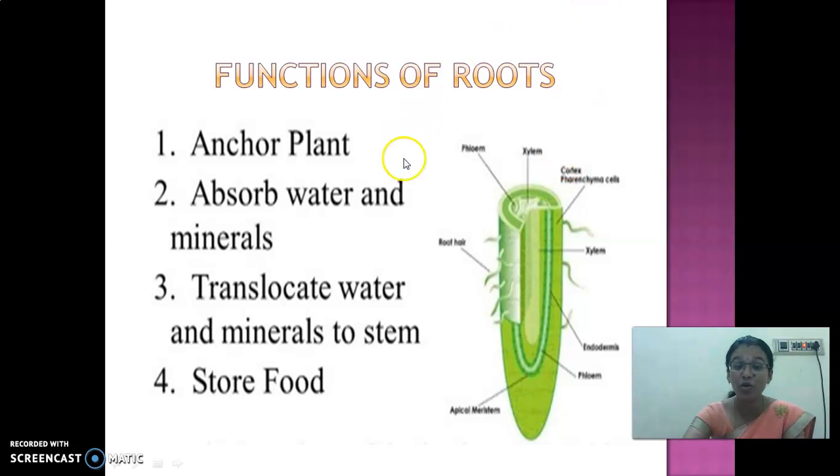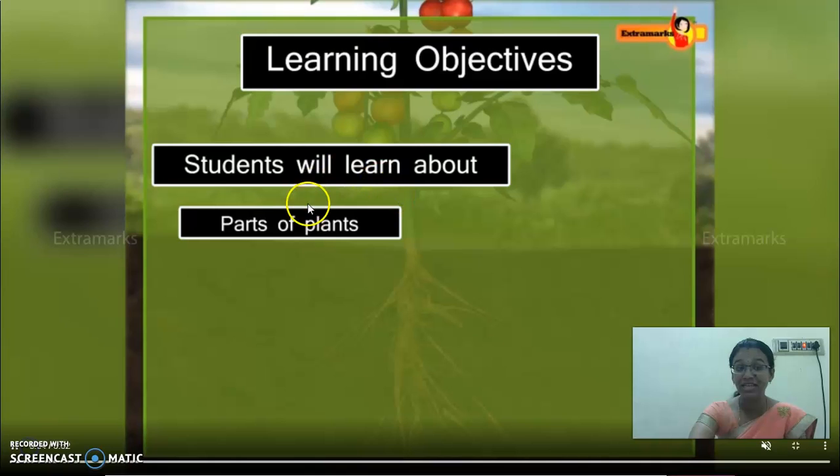Now you are going to see a video about the parts of a plant. What is it? Parts of plant. Shall we go, children? Yes. We will be learning about the parts of a plant. What is the first thing? Parts of plant.